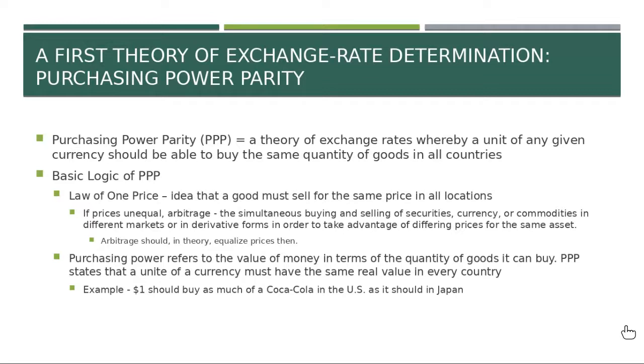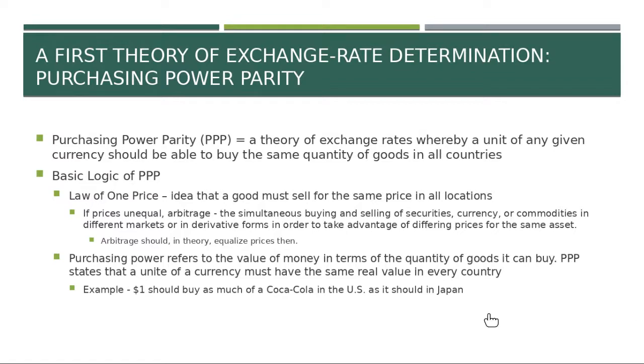This is the first theory of exchange rate determination. Purchasing power parity is basically a theory of exchange rates whereby a unit of any given currency should be able to buy the same quantity of goods in all countries. So for example, if $2 can buy me a Coca-Cola, then presumably $2 in the United Kingdom should be able to purchase me a Coca-Cola once I've adjusted for the exchange rate.